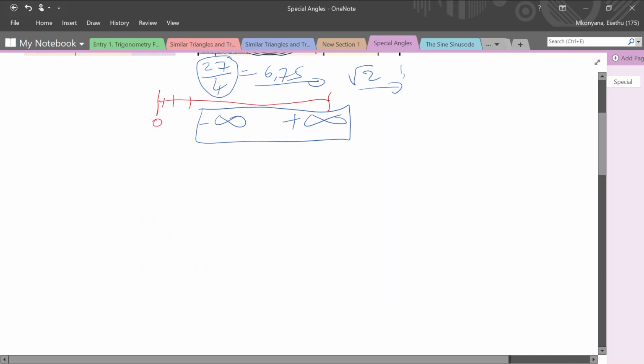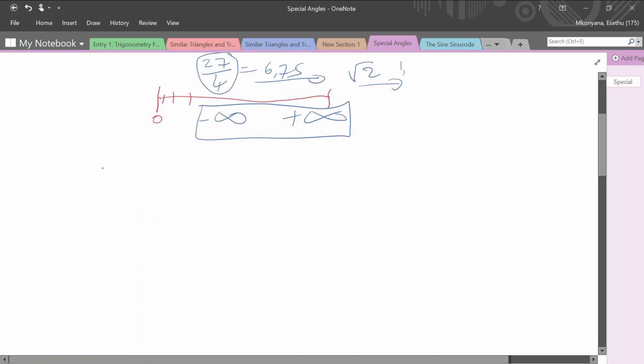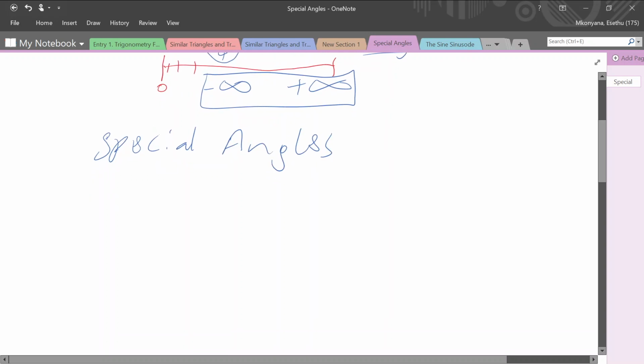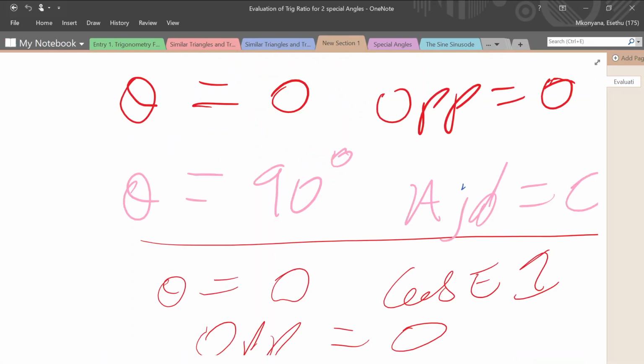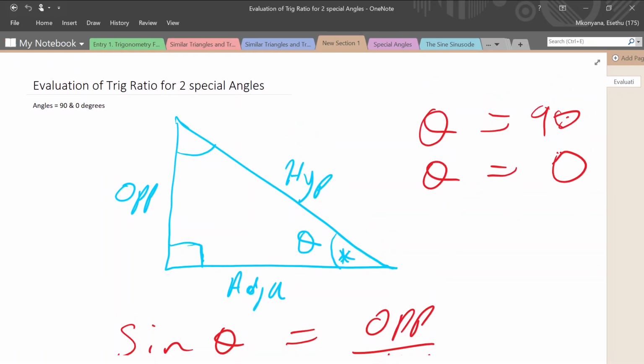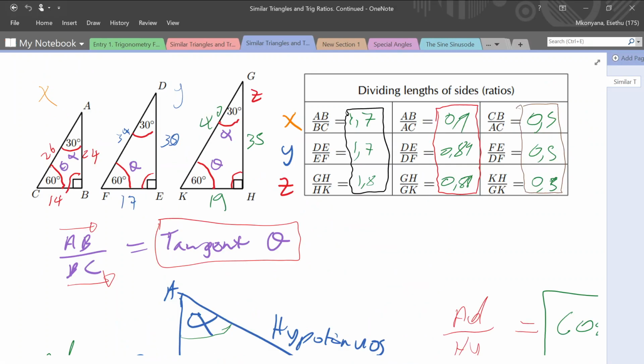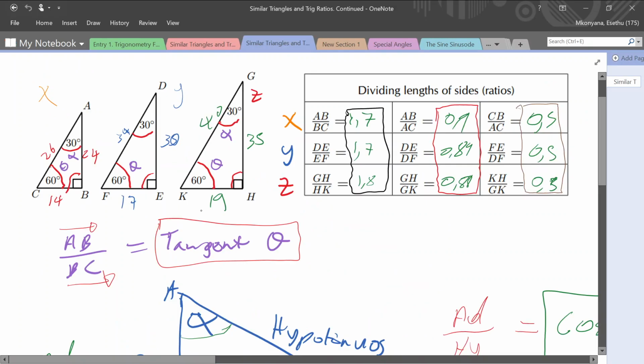We are going to say, for now, special angles. Now, one experiment that we can do here is go back to our last video. In one of our videos, we looked at this table where we measured these values from these triangles, and we tried to compute these ratios. And we did a nice exercise here.